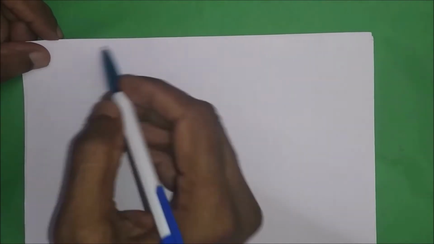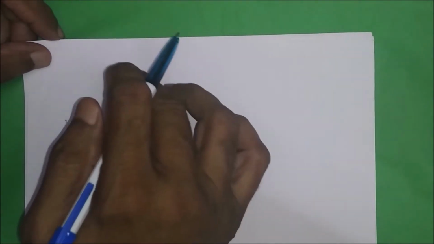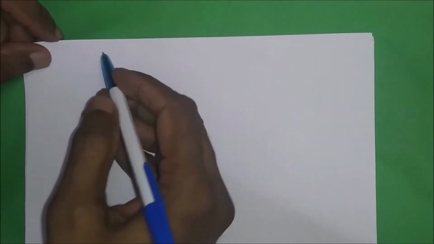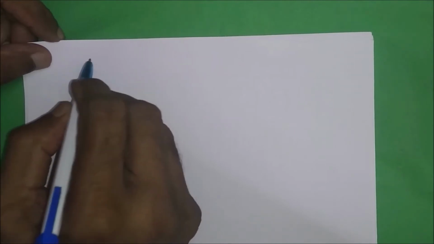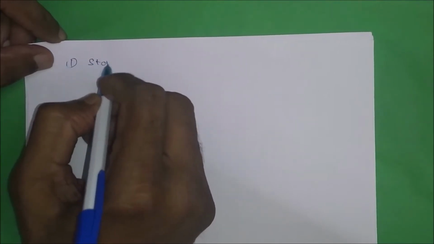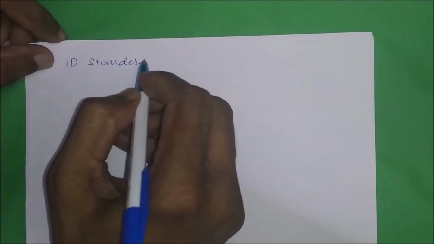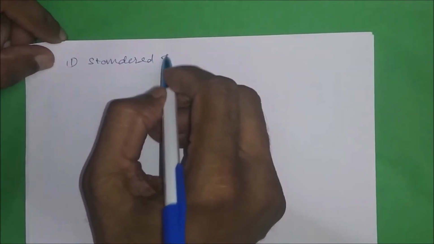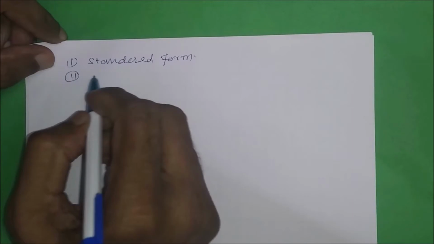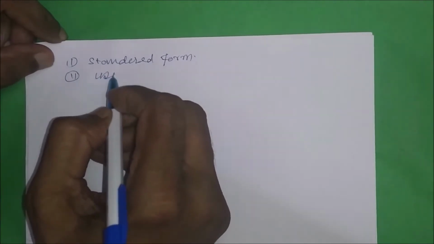Hello students, now continue the chapter exponents and powers. This is the other part of that which is in your book. So in this we will be studying number 1, standard form, and number 2, usual form.